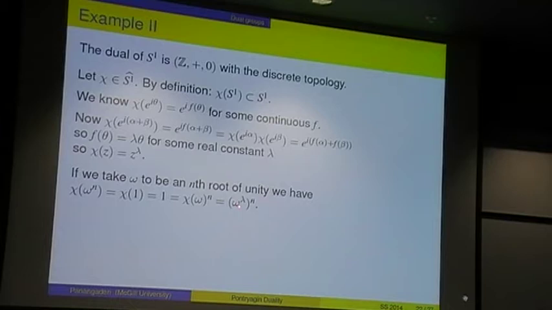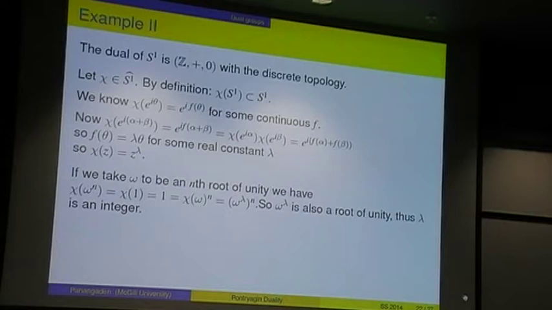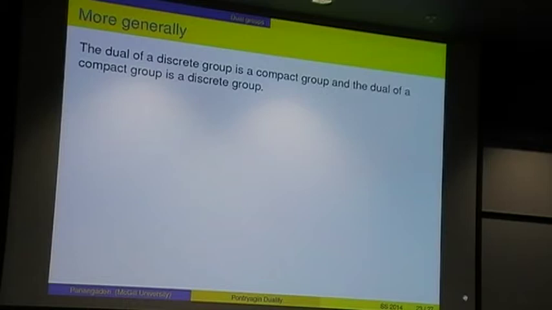That can only happen if lambda is an integer. Okay? So that's what tells you that all the characters of S1 look like z to the power n. And hence, the dual group is indeed the group of integers. So more generally, the dual of a discrete group is a compact group, and the dual of a compact group is a discrete group.